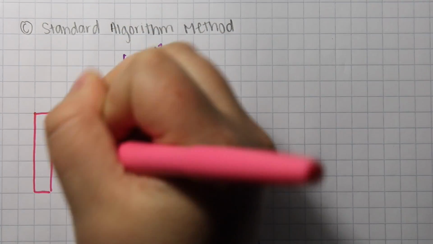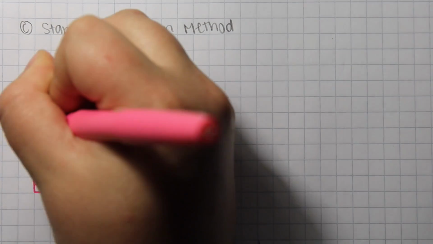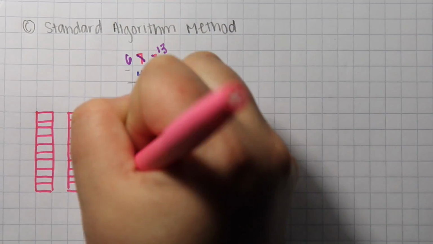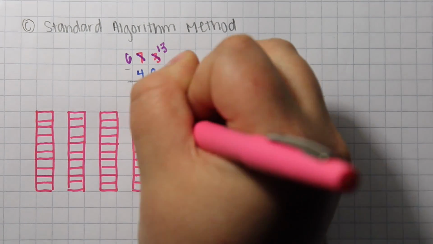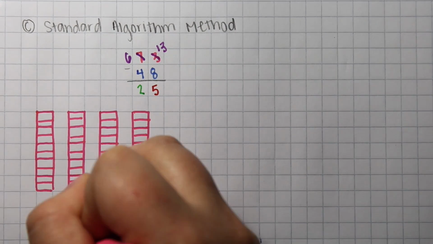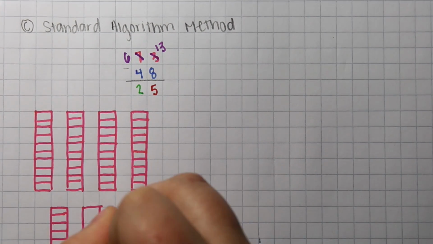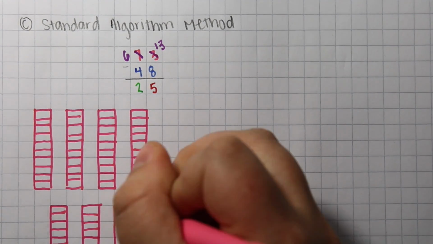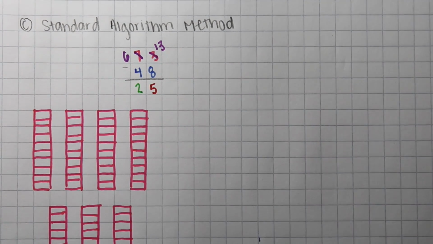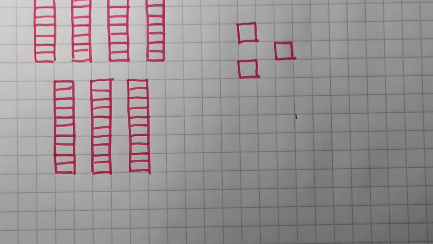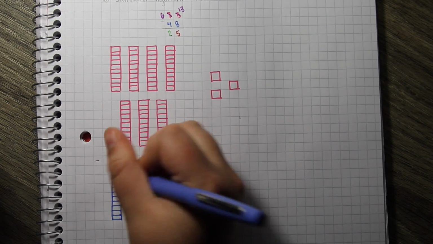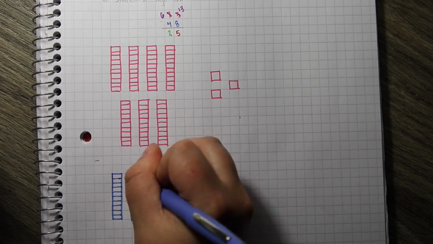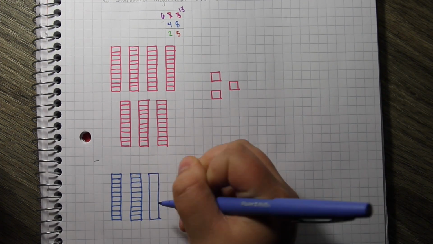To demonstrate this visually, I'm using base 10 blocks. So I'm going to start by drawing that 73. So we're drawing 7 longs and 3 blocks to demonstrate that. This is going to be on the top part of our subtraction. Then I'm going to subtract the second part of our problem, being the 48. So I'm going to draw 4 longs and 8 blocks on the bottom.